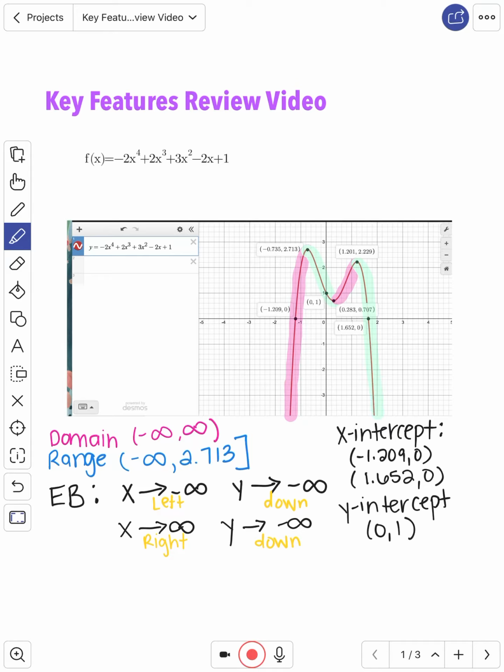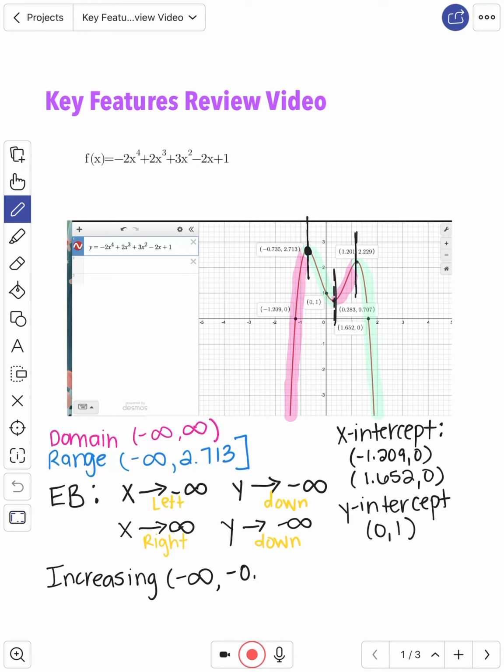All right. Now, when you talk about these points, you have to talk about them in terms of intervals. Intervals are going to be your x values. So when you do this, you're going to be looking at the x values where they are changing direction. So you're going to be looking at these boundaries right here, those x values. Okay? So increasing. We started increasing from negative infinity. And we stopped increasing at this point, which is the x value, negative 0.735.